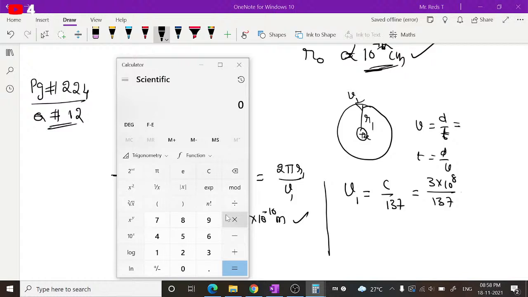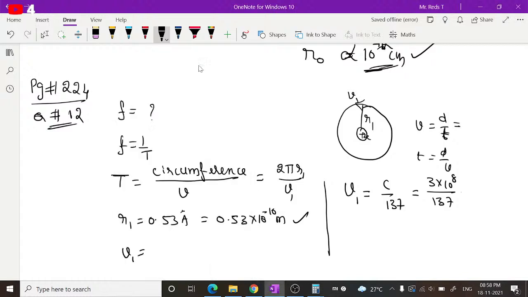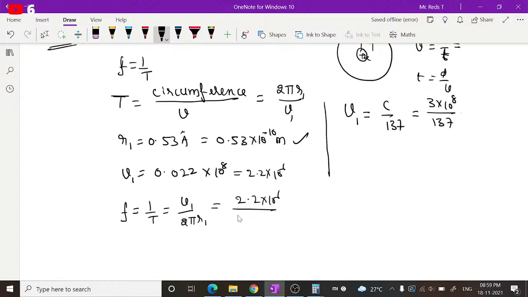Okay, 3 divided by 137, 0.022. Let us say 0.022. So it is equal to 0.0218 something, or 22 into 10 power 8. Or you can write it in one decimal if you want: 2.2 into 10 power 6.